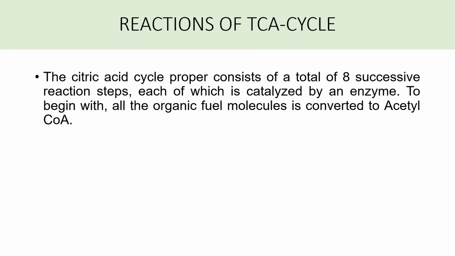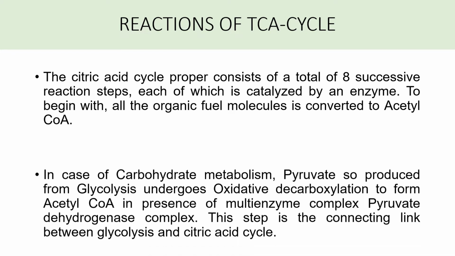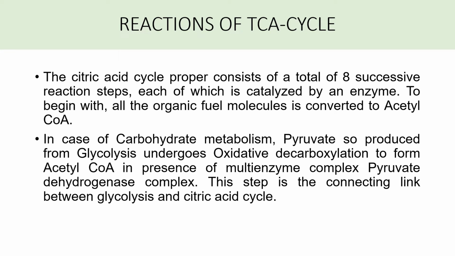The citric acid cycle proper consists of a total of 8 successive reaction steps, each of which is catalyzed by an enzyme. To begin with, all the organic fuel molecules are converted to acetyl coenzyme A. In carbohydrate metabolism, pyruvate produced from glycolysis undergoes oxidative decarboxylation to form acetyl coenzyme A in the presence of the multi-enzyme pyruvate dehydrogenase complex. This step is the connecting link between glycolysis and the citric acid cycle.